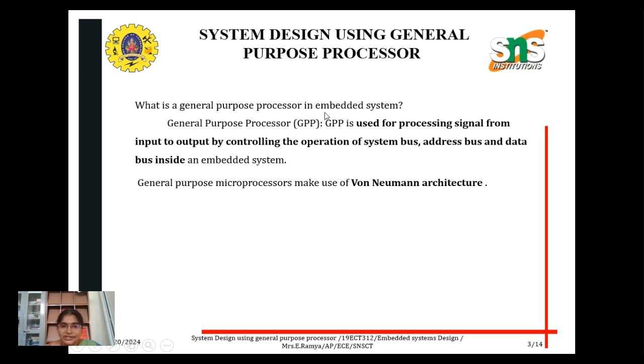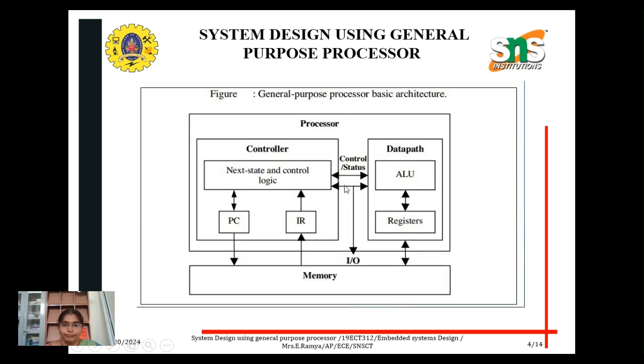What is a general purpose processor in an embedded system? A general purpose processor is used for processing signals from input to output by controlling the operation of the system bus, address bus, and data bus inside an embedded system. General purpose microprocessors make use of the von Neumann architecture. We have two types of architecture: one is the von Neumann architecture and another one is the Harvard architecture.